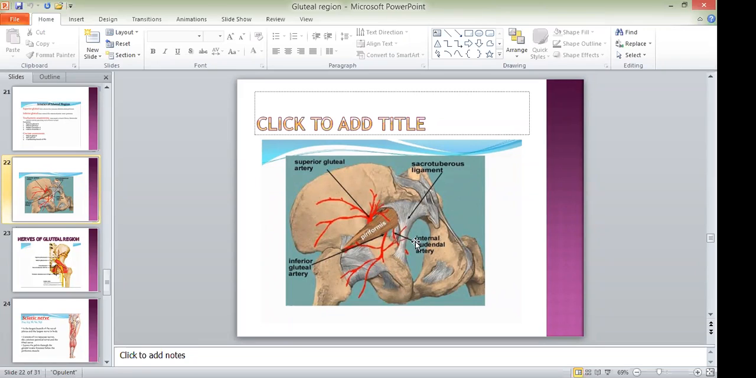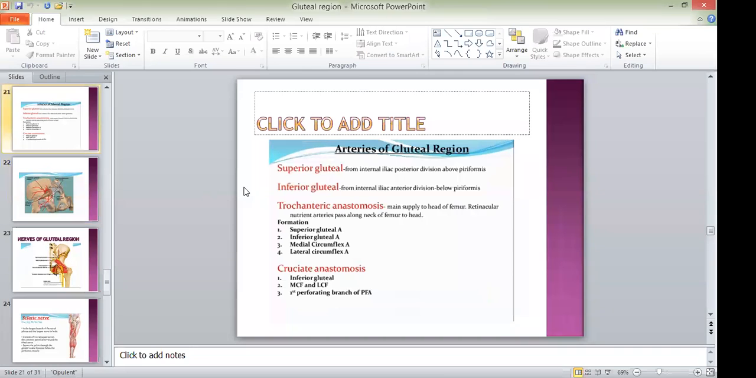That is a small artery, the internal pudendal artery. The internal pudendal artery mostly supplies the perineum. We have trochanteric anastomosis here, which is important. Anastomosis means reconnection of arteries with each other.